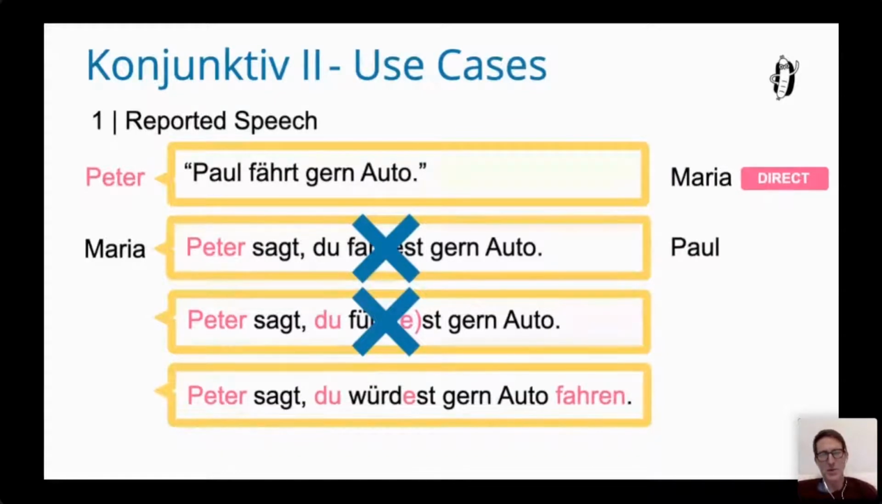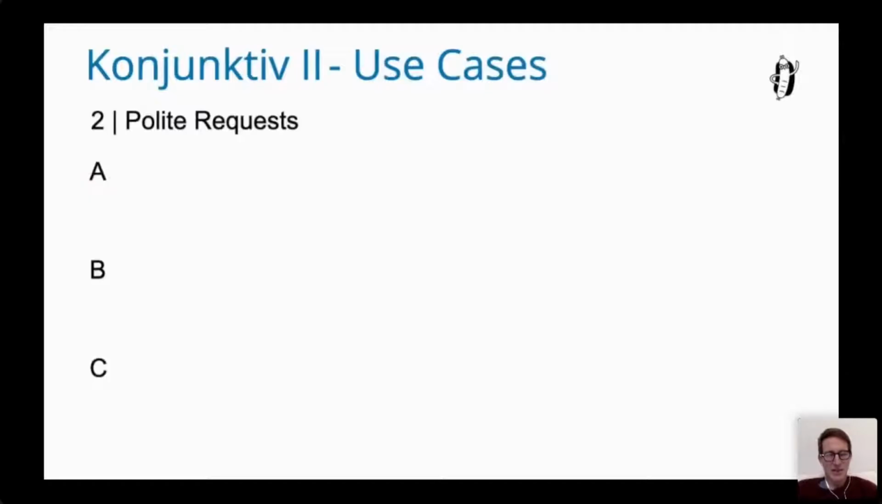Peter says you would like to drive cars. It's a bit weird. The translation doesn't really work that well. That's a literal translation. So Peter says you like to drive cars in English. But in German we would say you would like to drive cars. It's tricky. Nevertheless, you get the message. Let's take a look at other use cases.